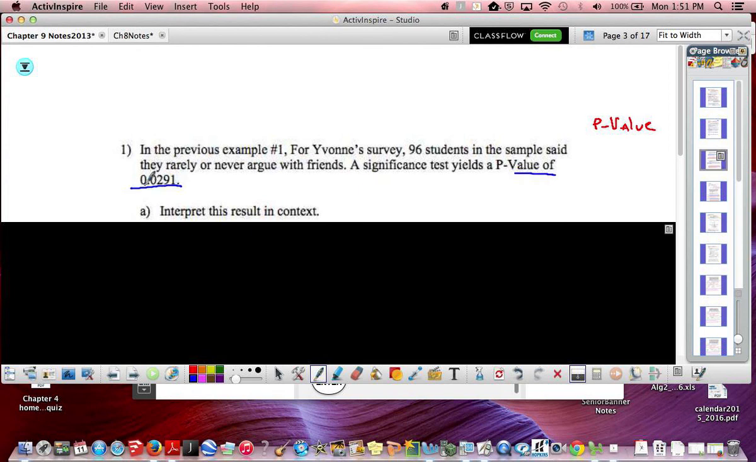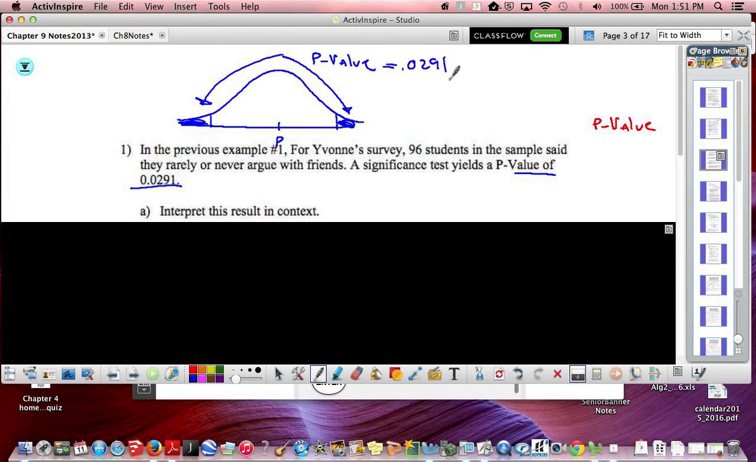If it helps you to visualize what's going on here, since Yovan's is a two-sided test, since it's a not equals to, a result like hers or one more extreme is going to be located this far away from the mean, such that the p-value, the area under the curve here, equals 0.0291. So if we are to interpret this result in context, what it's saying is basically this.